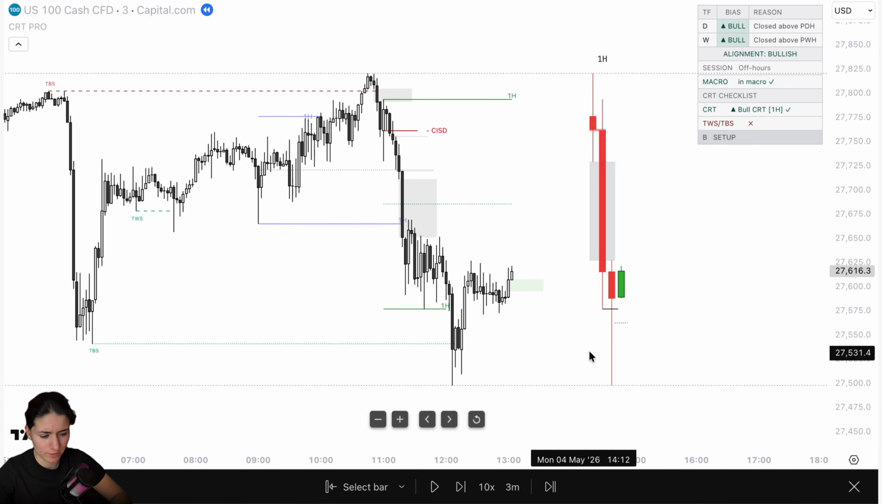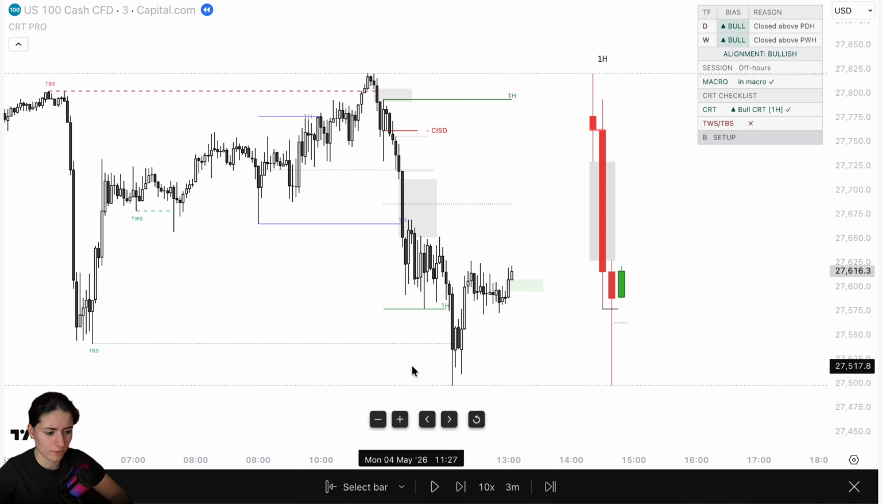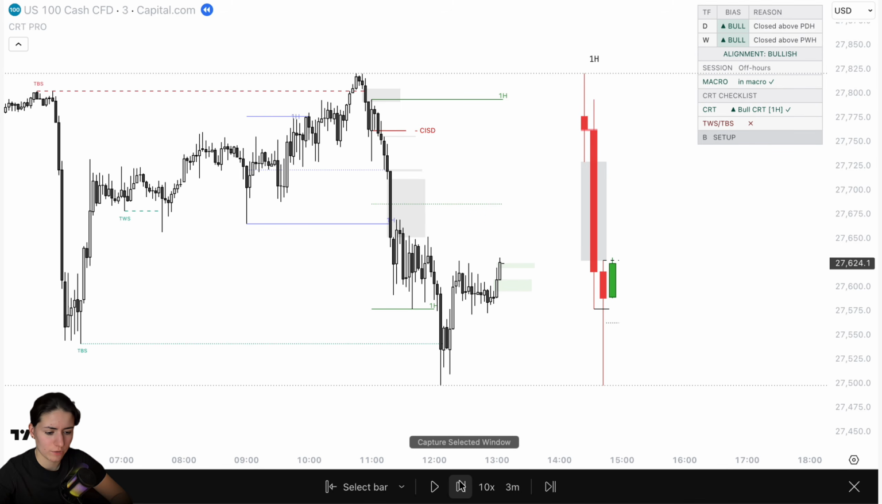Here we have a CRT model that formed on the 1 hour time frame. The first thing you will notice is that we also got a total body sweep formed right there. So the market already showed us a manipulation move and liquidity got swept. That's our first confirmation, but we don't enter just yet.